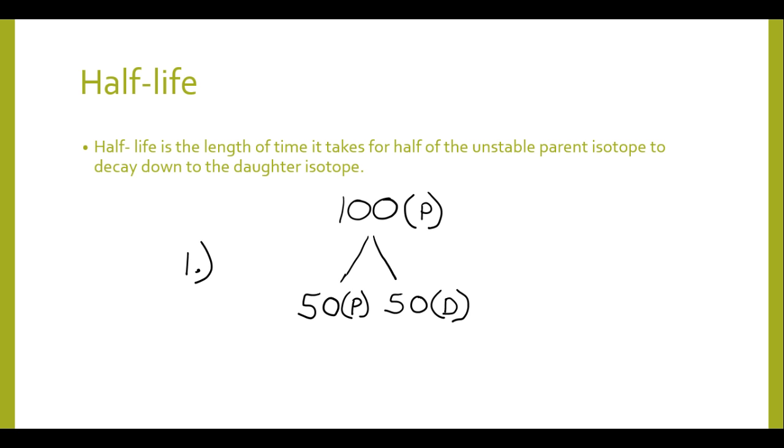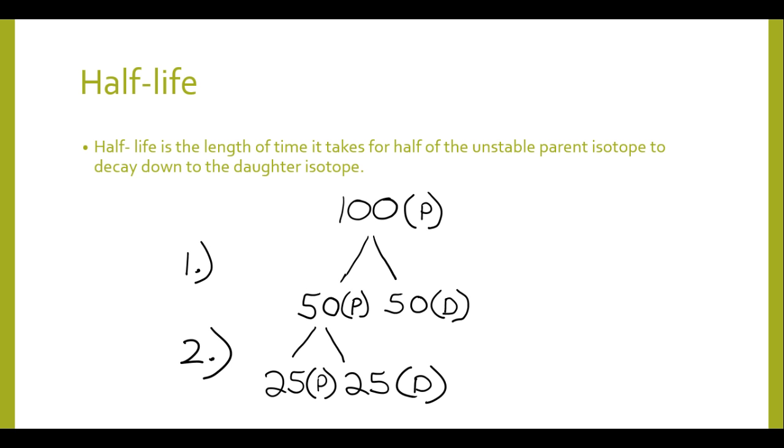Let's say a second half-life takes place. In this one, the daughter is not going to break down anymore. Only the parent is going to break down, only the unstable isotope. So in the second half-life, we see that 50 parent breaking down to 25 parent and 25 of the daughter.